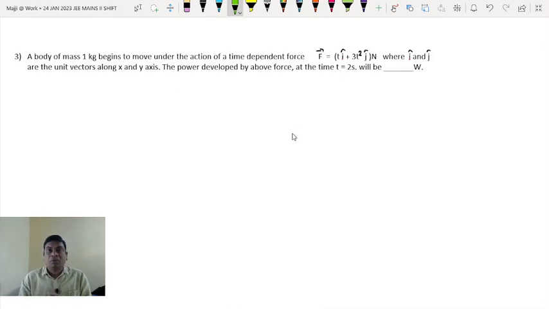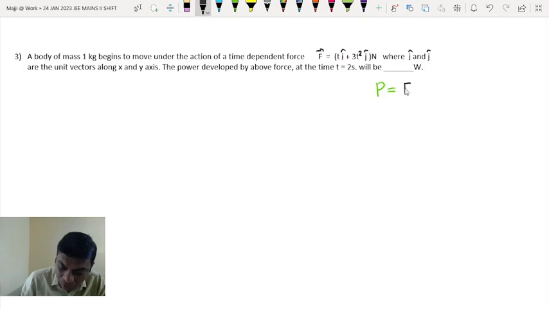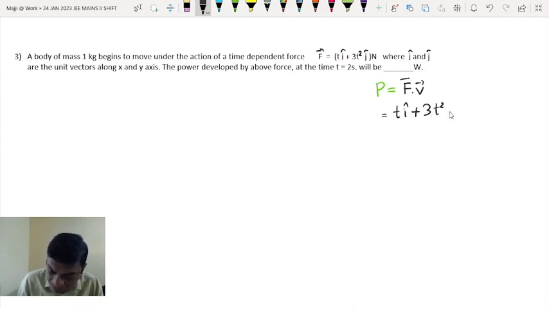Now, while coming across questions based on power, either you have to think in terms of energy consumed or energy generated per unit time, or maybe mechanical work executed per unit time, or the other formula is that instantaneous power developed is always equal to the dot product of force and velocity. So the power developed is the dot product of force and velocity. Force is already given, but we need to calculate the velocity there.